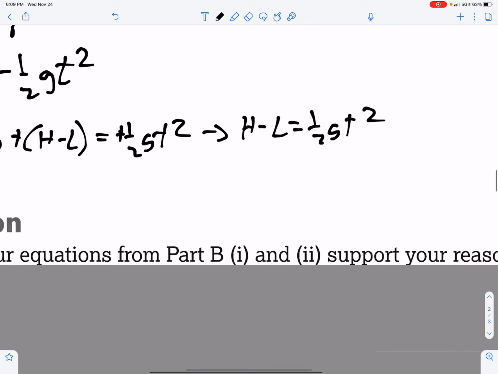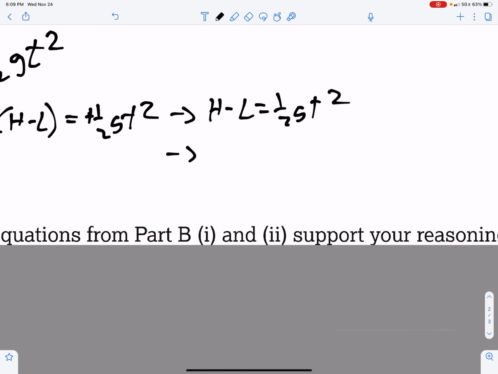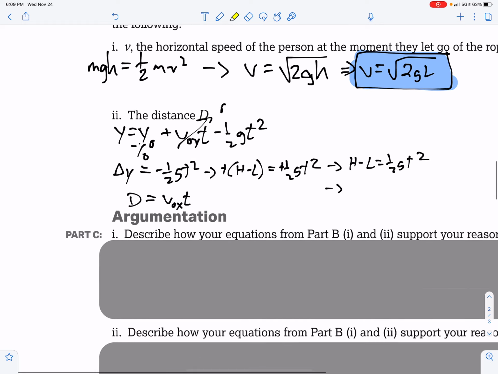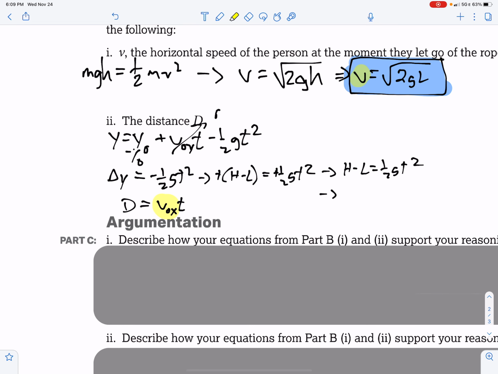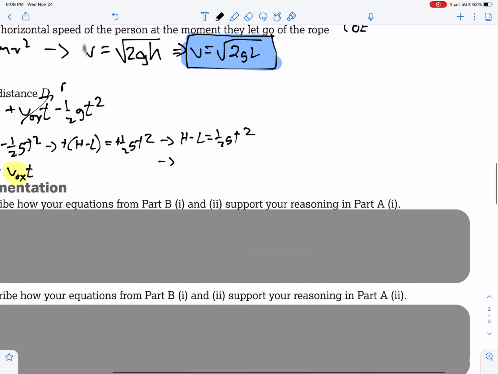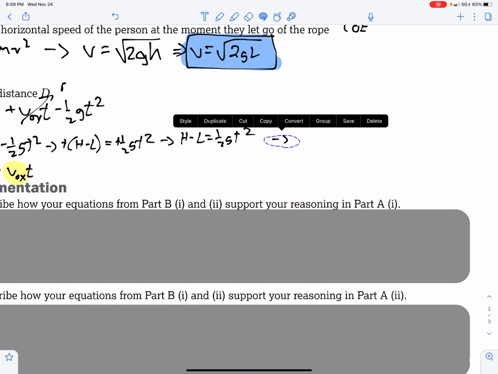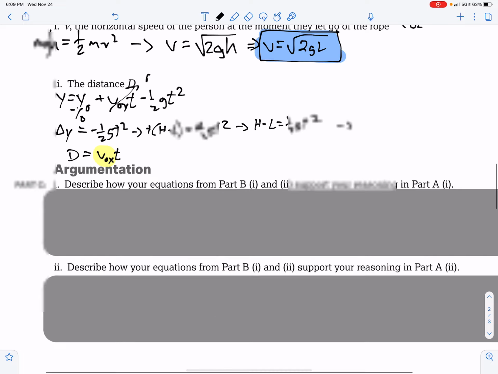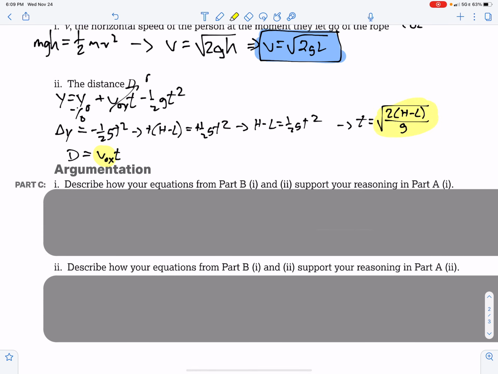So let's solve this for time. The reason we're going to solve for time is because distance is equal to v naught x times t. Well, v naught x is the same as your v right here, so we're going to be plugging that in for v naught x. However, we need to substitute for time also. So time, let's move this over here. What do we have to do to solve for time? Multiply by 2, divide by g, square root. So time is the square root of 2 times the quantity h minus L over g. And we're going to substitute that right there for t.